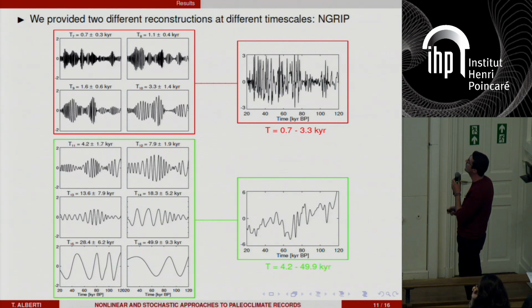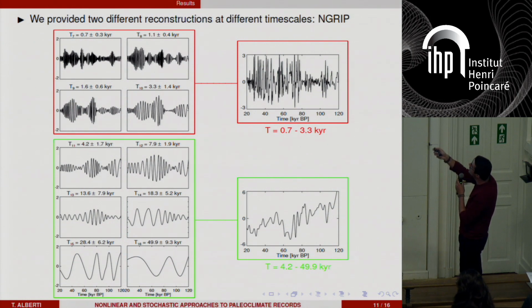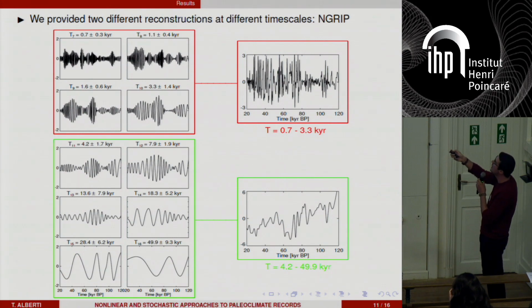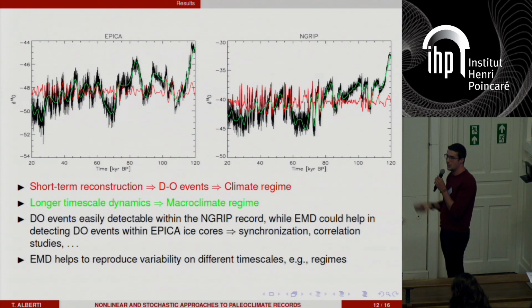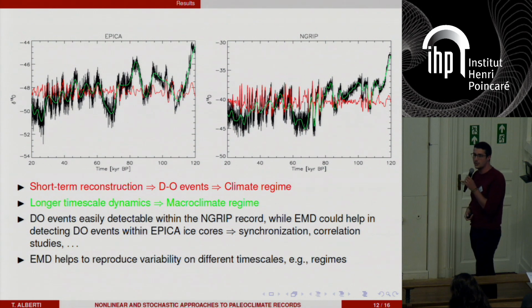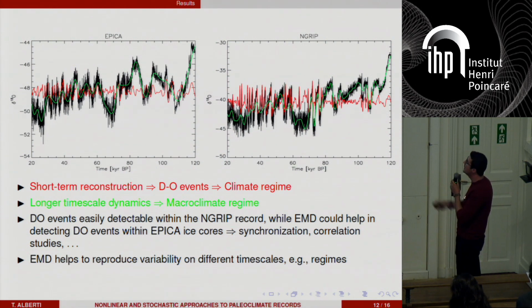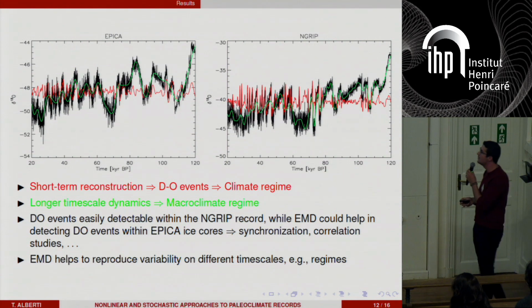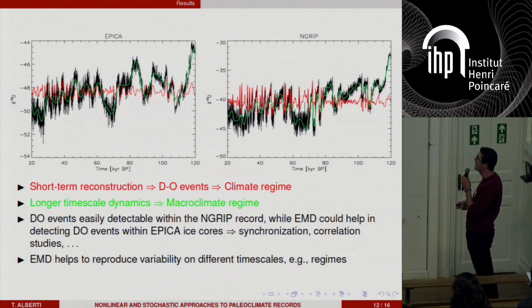And the same reconstructions have been obtained for the North Pole records, and here the Dansgaard-Oeschger events are clearly evident. Indeed, if you try to superpose your reconstructions to the original time series, you can see that the red line exactly matches the occurrence of the DO events, and this can be used to obtain time series which are related to different climate or macroclimate regimes and two different time scale dynamics.